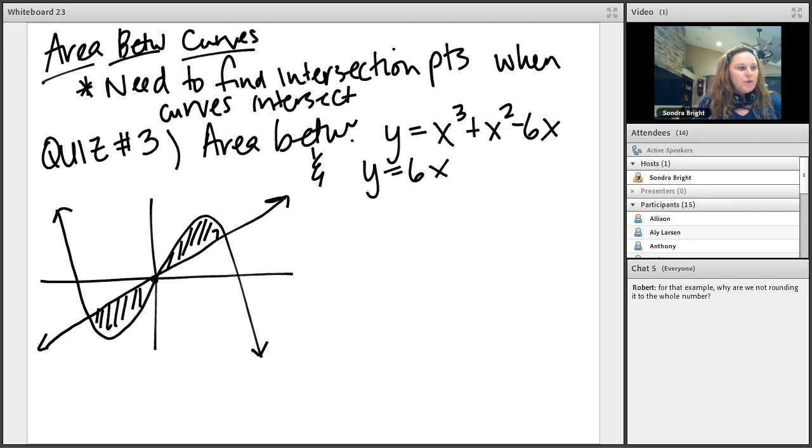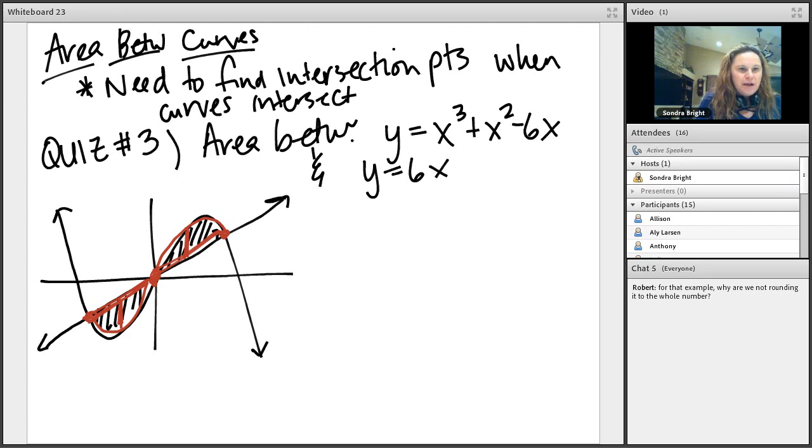Split it up into two separate integrals, right? From this point where they're intersecting until this point, you have 6x is above the cubic. But then from the origin here until you reach this point, do you see that the cubic is actually on top of, or above, the straight line? So you always want to go upper minus lower.